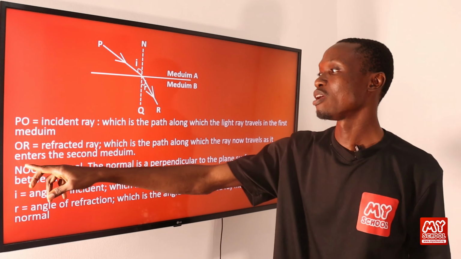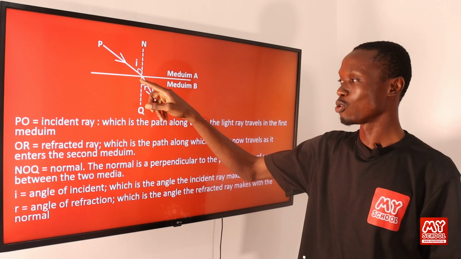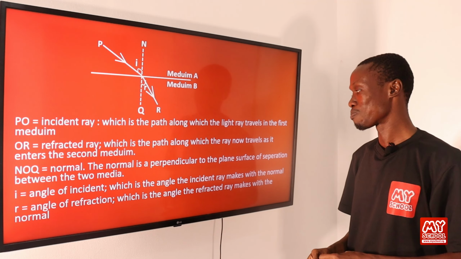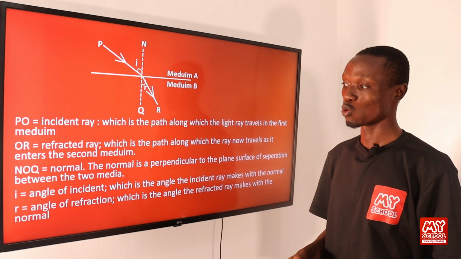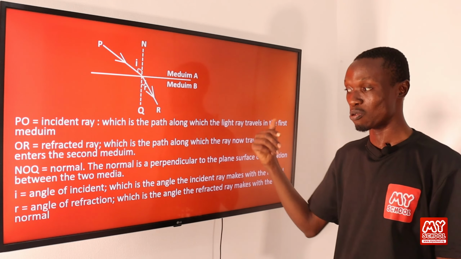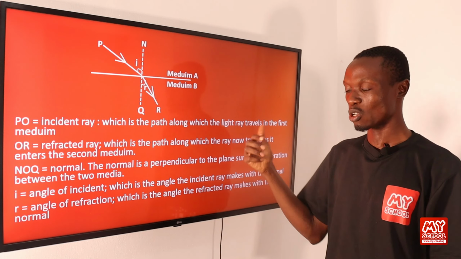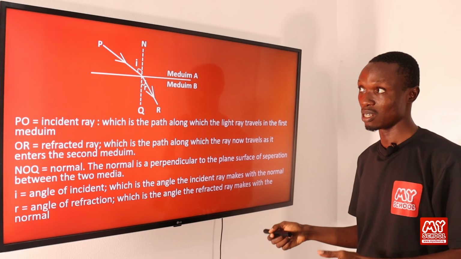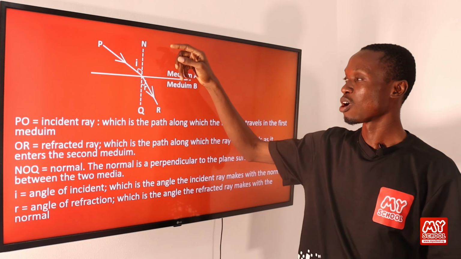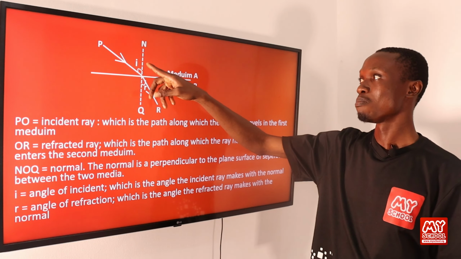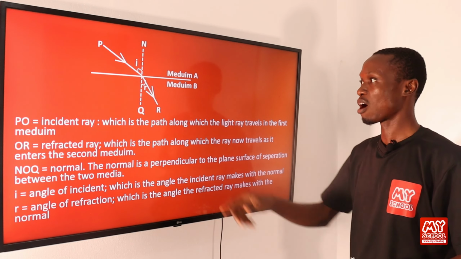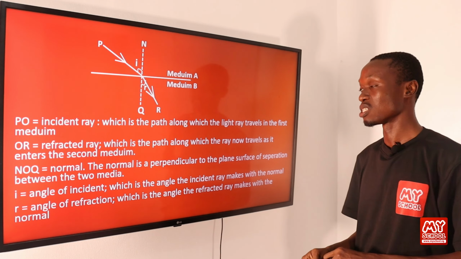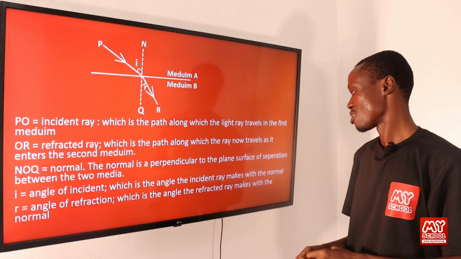Then we also have NOQ, which is the normal. The normal is a perpendicular to the plane surface of separation between the two media. Remember that media is plural for medium. Medium is singular while media is plural. Then i here represents the angle of incidence, which we know is the angle which the incident ray makes with the normal. Then r there represents the angle of refraction, which is the angle the refracted ray makes with the normal.